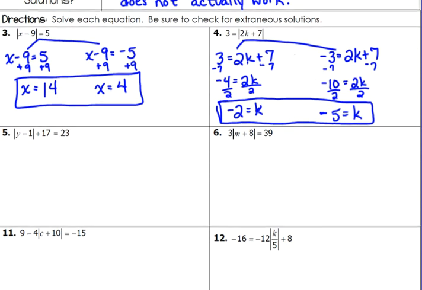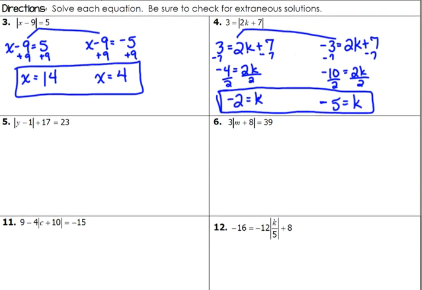All right, simple, right? Let's look at somewhere we have to isolate. Okay. Example number 5. Or it's numbered number 5. It's not the 5th one we've done. Okay, notice this time the absolute value is not by itself. So our first step is we've got to get it by itself. So we subtract the 17 from both sides. So now we're looking at the absolute value of y minus 1 is equal to 6.